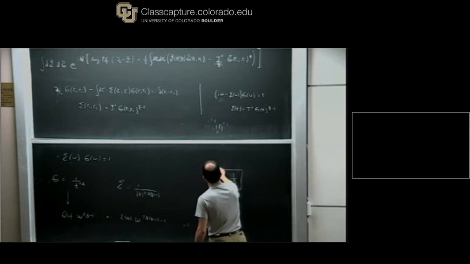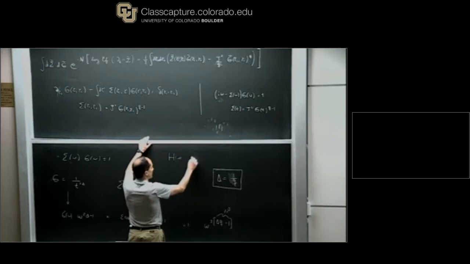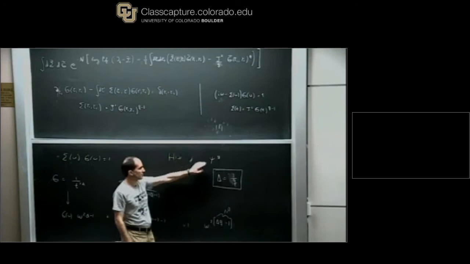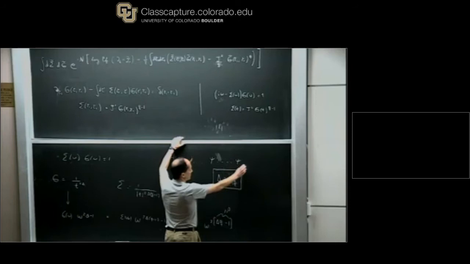Let me remind you what q was. The SYK Hamiltonian has the form J with a bunch of indices and psi to the q, okay? So that's what q is. The original model I described yesterday was with q equal to 2. This psi to the q means that there are q factors of psi with different indices. Yes?